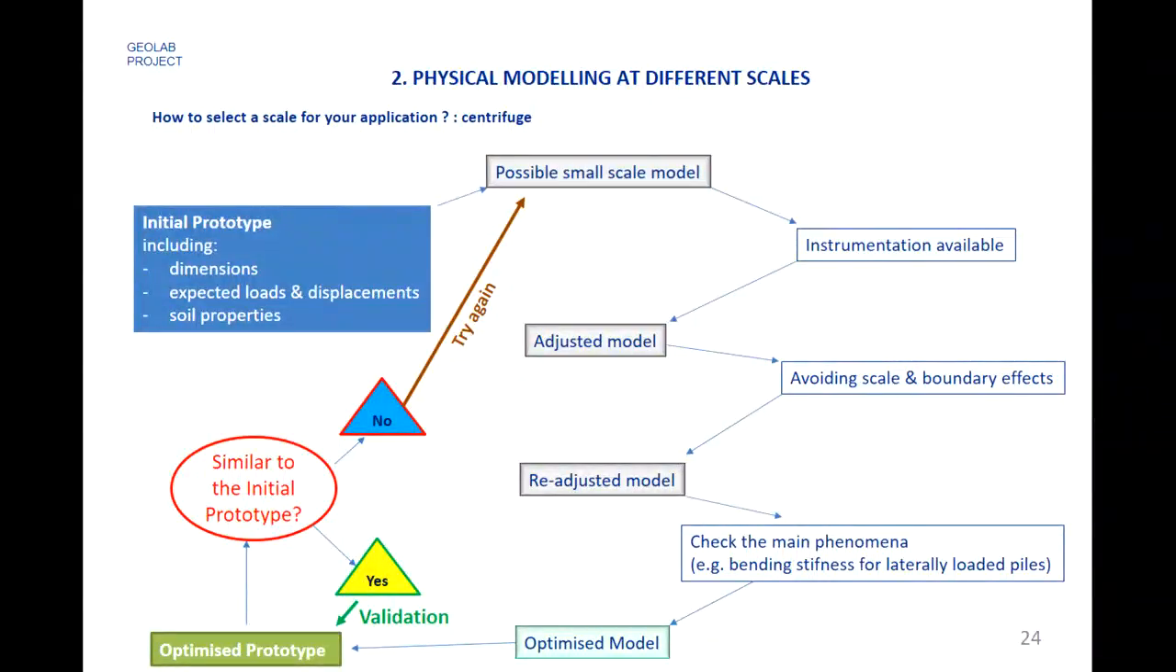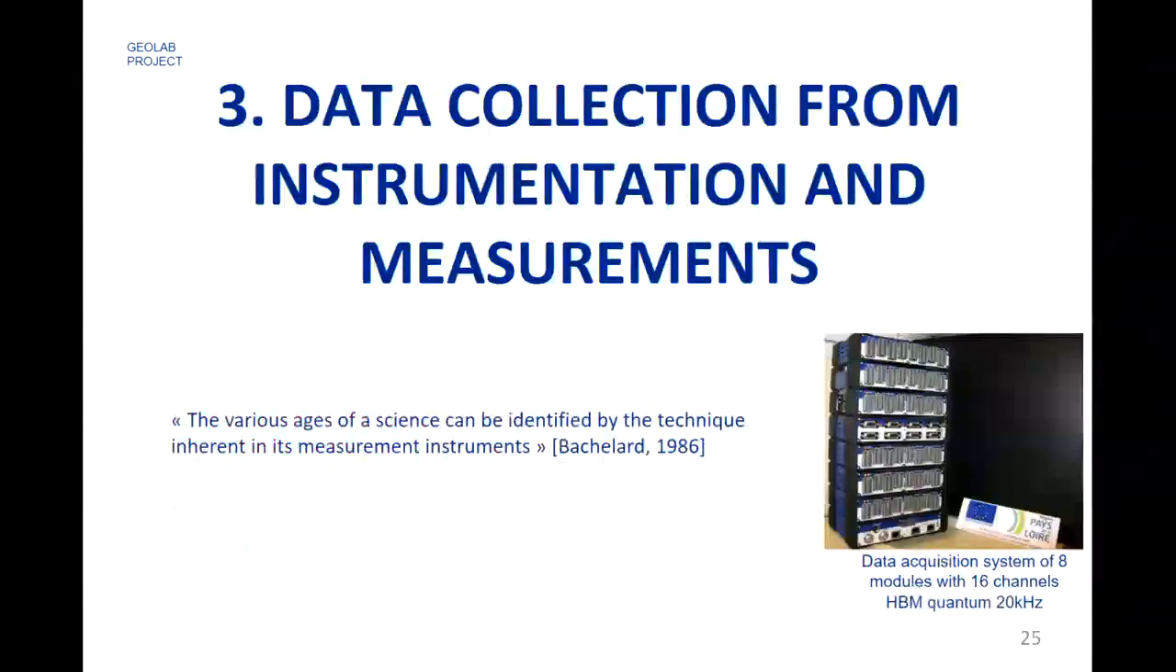So for instance, if we want to measure a force and we have sensors of, I don't know, diameter of 1 centimeter, and the pile we wanted to design was 0.9, maybe we will change this scale a little bit to adapt exactly the diameter to the instrumentation. So concerning data collection from instrumentation and measurements, of course, it's very important.